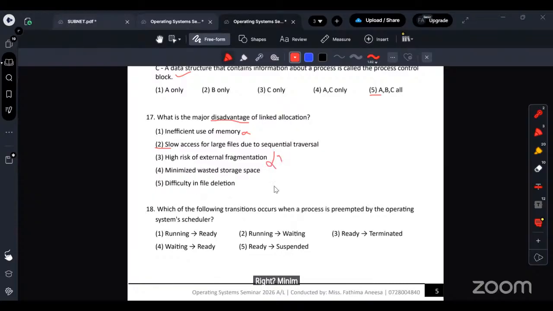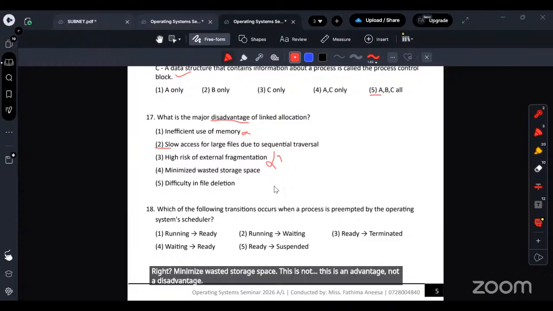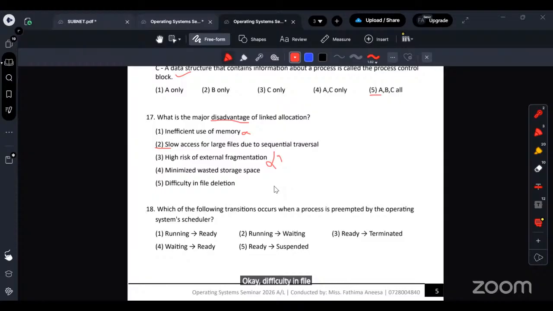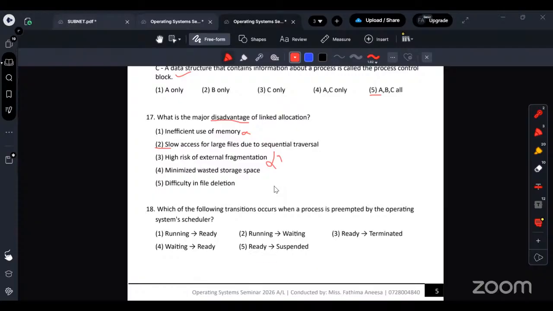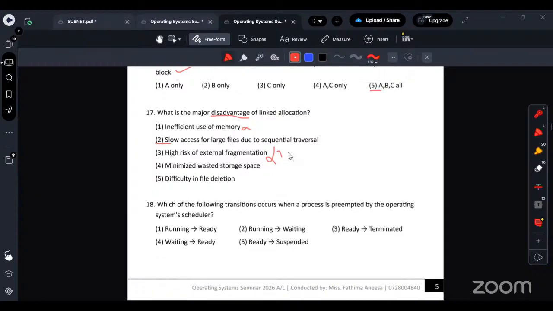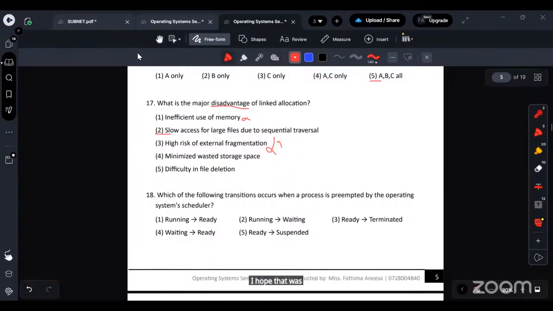Minimize wasted storage space. This is an advantage, not a disadvantage. Okay, difficulty in file deletion. This is incorrect. Deleting a file in linked allocation is straightforward. So this is not a major disadvantage compared to the access speed issues. So they asked for the major disadvantage, right? So this is slow access. I hope that was clear. Yes, yes. Others?